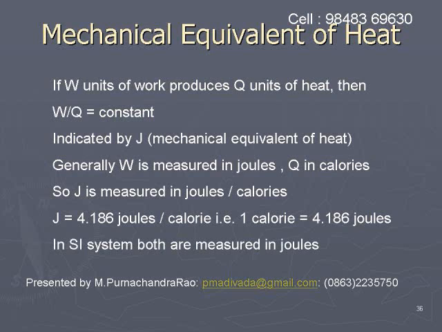That is, to produce 1 calorie of heat, 4.186 joules of work is needed. In SI system, both work and heat are measured in joules. So, the value of J becomes 1. So, it disappears in SI system.